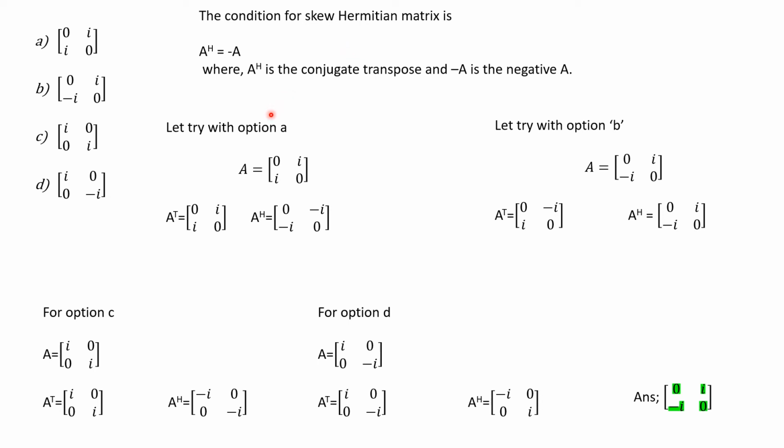So let's try with option A, that is given as A equal to 0 i 0. So the transpose will be 0 i 0, and Hermitian will be 0 minus i 0, and it satisfies this equation, that is A Hermitian is equal to negative of A, so we can say that this is skew Hermitian. And by trying all the options we can find that option A is satisfied, C is satisfied, and D is satisfied, but B is not satisfied. So B is not a skew Hermitian matrix, and the other three are skew Hermitian matrices.